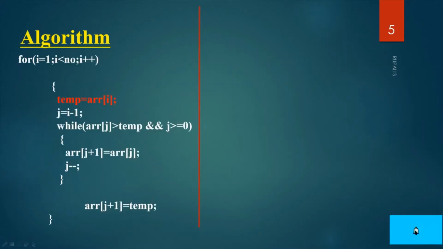Now the algorithm. Here the total number of elements in your array is, say, 5. So value of no is 5. Okay. So this loop will execute how many times? 1 to less than no, means 1, 2, 3, 4, 4 times. This loop is for 4 iterations.